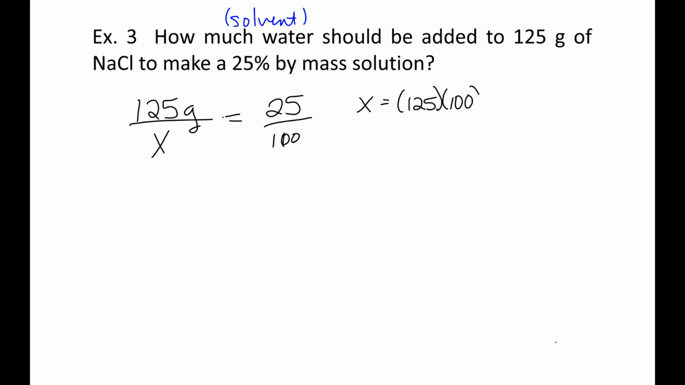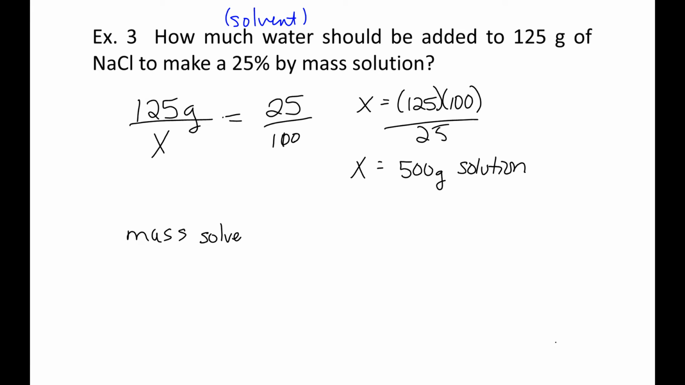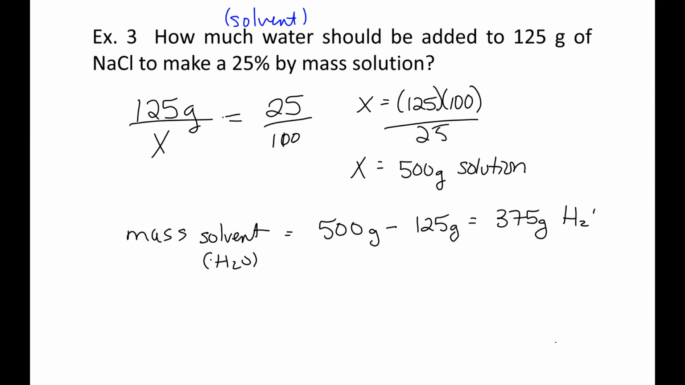Times 100 divided by 25. When we do that, x comes out to be 500 grams, and this is the solution. Okay, it's not what it's asking for, it's how much water should be added. This is all of it. The solution, remember, is the solute and the solvent. So the mass of the solvent, or the water, is going to be 500, because it's mass of the solution, minus the mass of the solute, which comes out to be 375 grams of H2O.